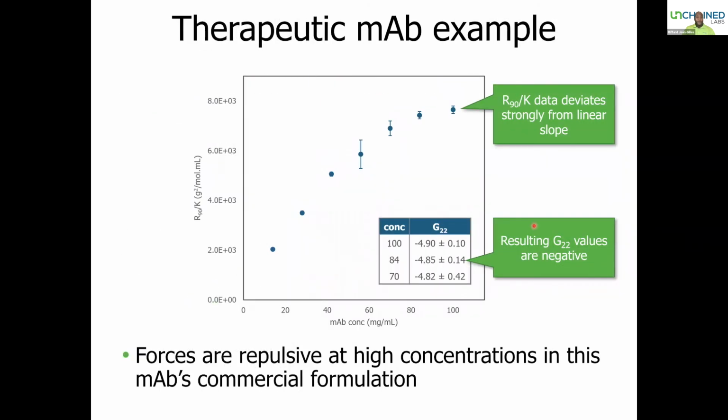An example of a therapeutic, right? So if you're looking at adalimumab here, and we've gone from 100 to 70 milligram per ml, and you can see the impact that it has on the G22 value, which isn't really that much, which is good. And so they're all negative values, which also is an indication of a repulsive interaction, which is something that we want. What I'm showing you here is that there's also a bit of a plateauing that happens, right? We're no longer as linear as we were.